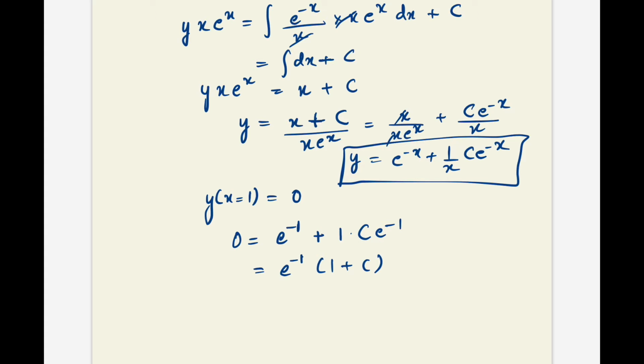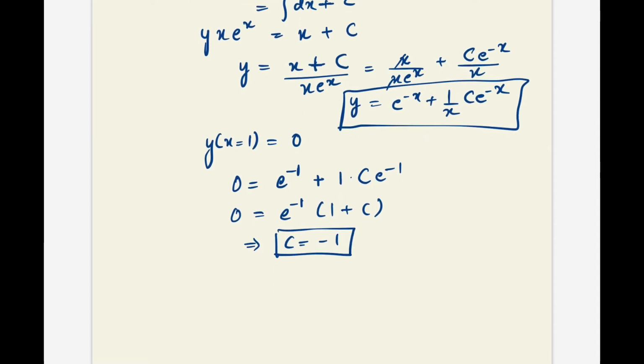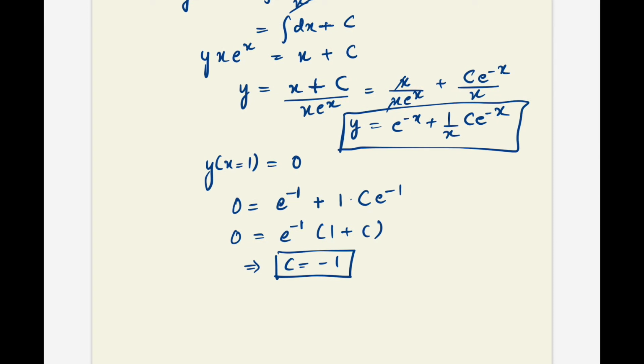So either e to the power minus 1 is equal to 0 or 1 plus c is equal to 0. In this case, e to the power minus 1 is not 0, we already know that. Therefore c is equal to minus 1. So the constant of integration is found to be minus 1. Now we substitute in the solution. This reads as y equals e to the power minus x minus 1 upon x e to the power x.